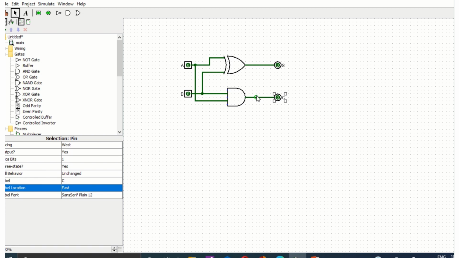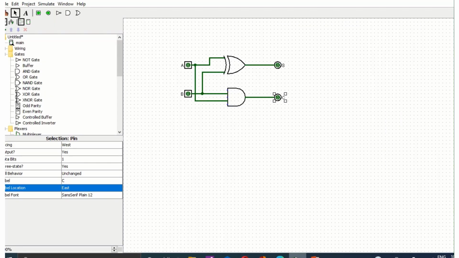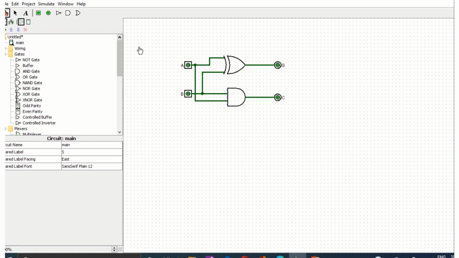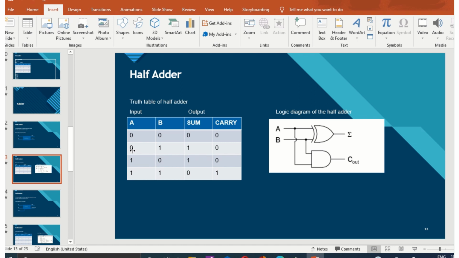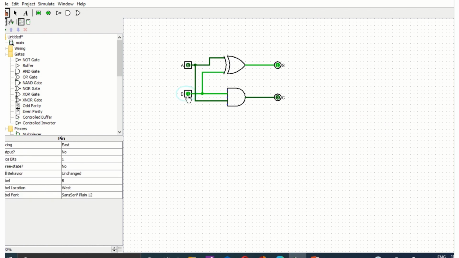Now I am going to check my truth table. First condition is A equals 0, B equals 0. Here A equals 0, B equals 0. This output is S equals 0 and C equals 0. Second condition is A equals 0, B equals 1. Now I am going to change A equals 0, B equals 1. My output, my sum value is 1. Carry is not there here.